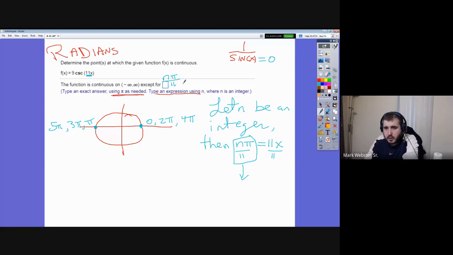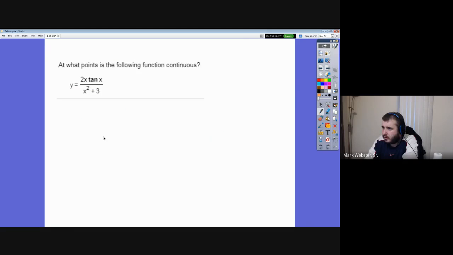All right, so don't think about these too hard. They're pretty easy to do if you write it out and you write out the unit circle and all that. It makes it a lot easier to look at. Okay?